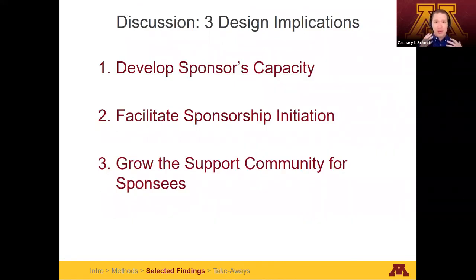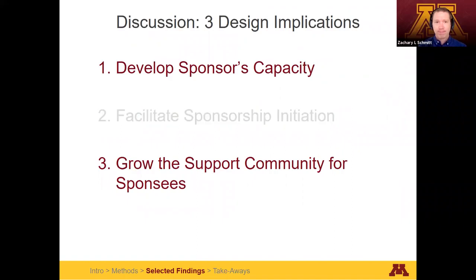All right, so now on to the fun stuff, at least in my opinion. From our 5 interview themes, we developed 3 overall design implications for sponsorship technology. Unfortunately, I only have time to discuss 2 of them, but please refer to our paper for the full set.